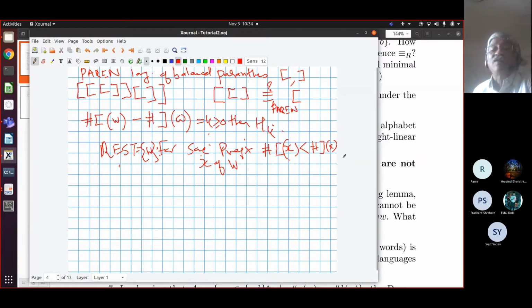Right. And so how many equivalence classes? Infinite. And this is a context-free language, not a regular language. So Myhill-Nerode equivalence is another way of showing that a language is not regular. Pumping lemma is one more way. There are two ways we have. Okay? Yes, sir. So that's done.